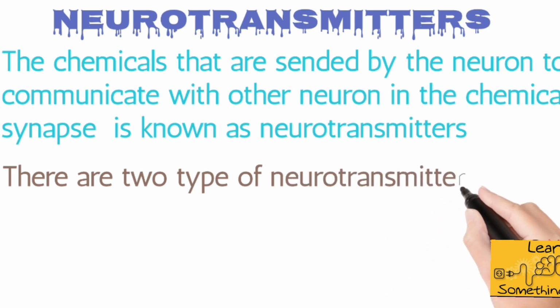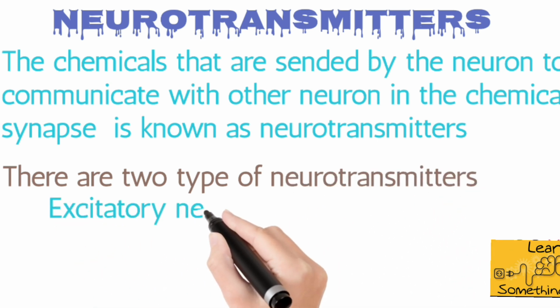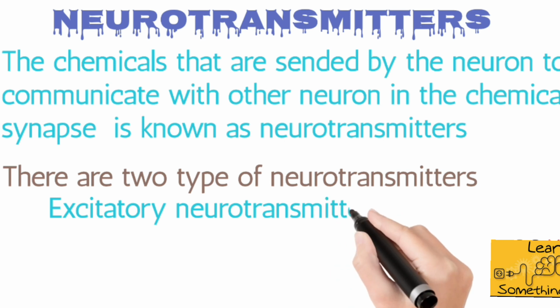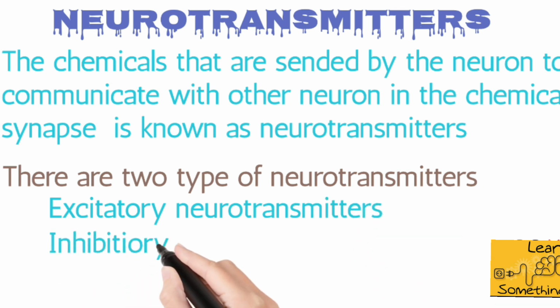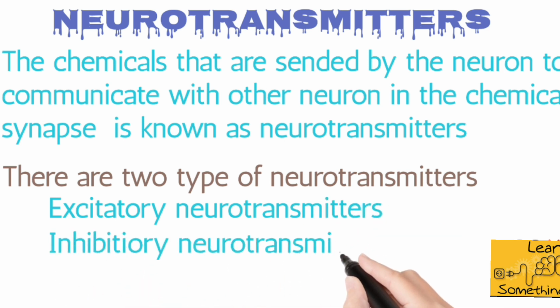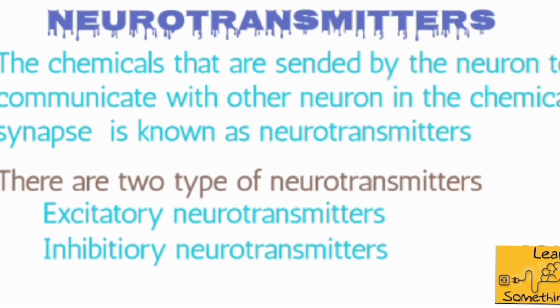One is the excitatory neurotransmitter and the other is the inhibitory neurotransmitter. If the neurotransmitter received by the receptors of the postsynaptic neuron is excitatory, then only will the action potential be caused inside the postsynaptic neuron. But if the receptors of the postsynaptic neuron receive an inhibitory neurotransmitter, no action potential will be seen in the next neuron. As a result, there will be no transmission of signals.